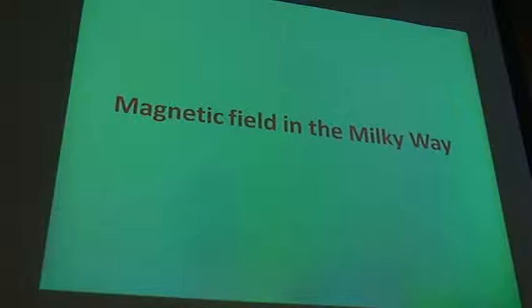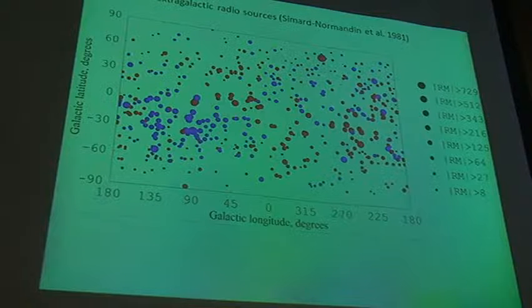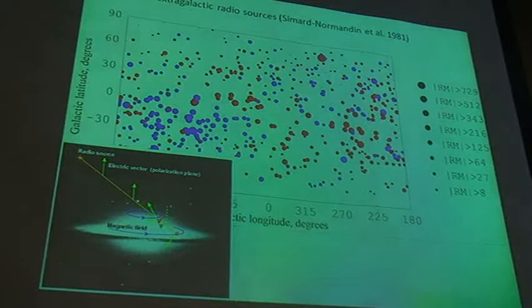Now discussing the details, it's reasonable, logical to start with the Milky Way. What we know about our home galaxy. This is the sort of data you use if you want to understand the structure of the magnetic field in the Milky Way. So we are sitting within the Milky Way. Here is the sun. And these are the Faraday rotation measures of extragalactic sources.